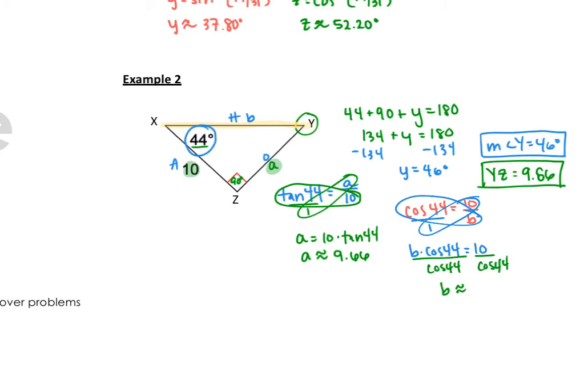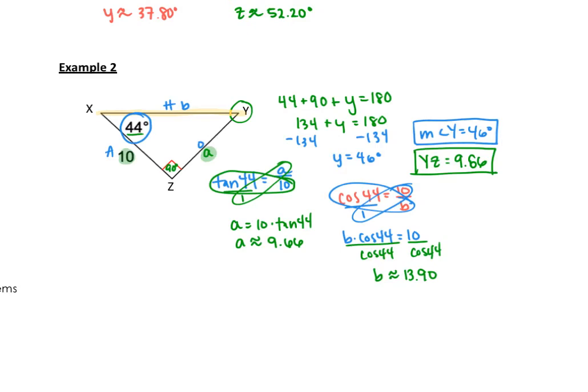So 10 divided by cosine 44 is approximately 13.90. So XY is 13.90.